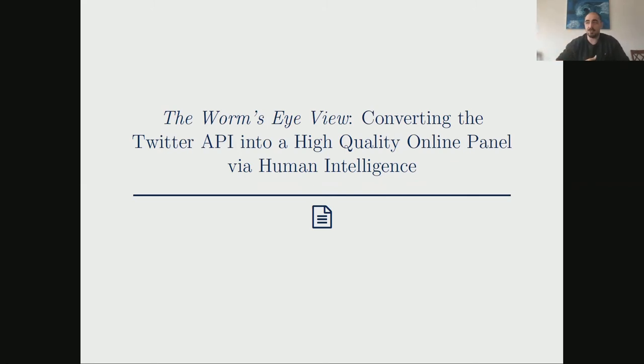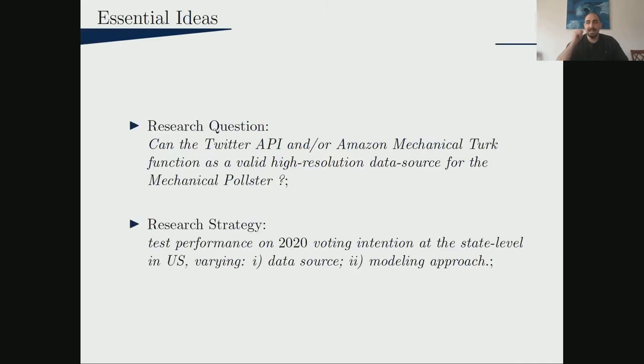"Converting the Twitter API into a high-quality online panel by human intelligence." The aim of this paper is to answer one specific research question: can the Twitter API or Amazon Mechanical Turk function as a valid high-resolution data source for the Mechanical Pollster? So we're trying to find the source here. We're trying to find something that we can start building on in order to have these dynamic estimates of whatever you want to come to life.